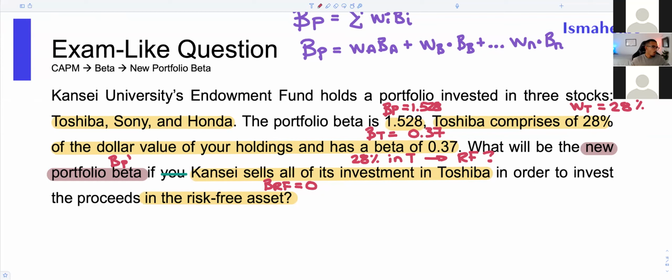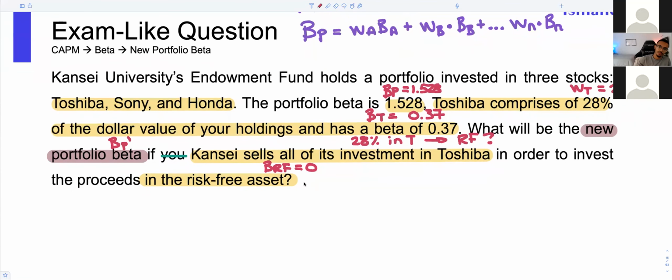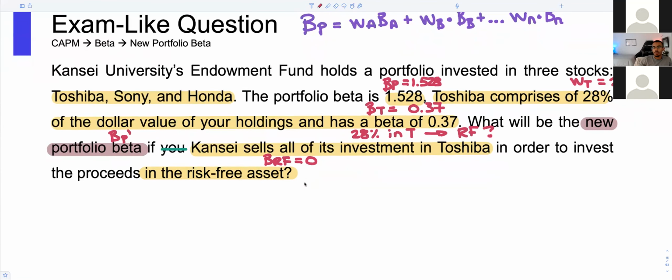However, we can't go ahead and solve the question just yet. We need to get some basic knowledge of what the composition of this portfolio actually is. Because sure, this question gave us all the information we need on Toshiba, but what about Sony and what about Honda? In other words, what about the rest of our portfolio? We don't have that information yet.